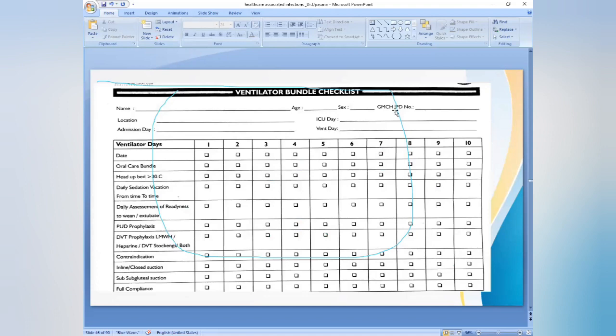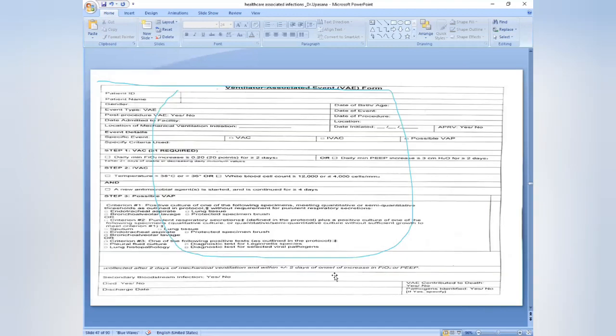So again, the name of the patient, oral care, how do you give it on a scale of 10? Daily sedation medication, whether you have tapered the value or not, that is important. DVT prophylaxis, whether the patient is able to move the limb, not sitting at one particular position, and subglottic suction. When a patient is not lying down, regular exercises and regular breathing trials have been done with the patient. So this is an event form for ventilator associated event.